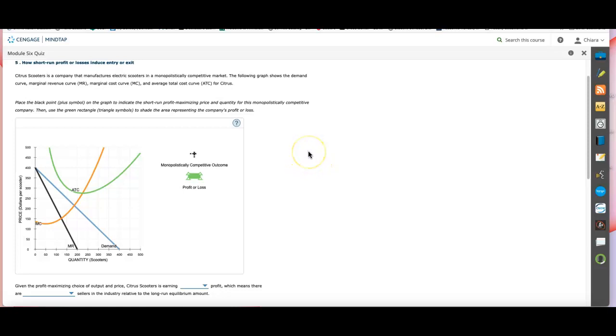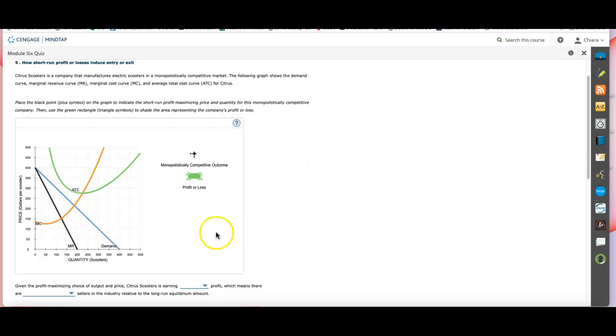And we know that in monopolistic competition, we determine the profit maximization quantity always by finding the intersection of marginal cost and marginal revenue, and finding the price on the demand curve in the same way that monopolists did. That's why we call it monopolistic competition. Place the black point on the graph to indicate the short-run profit maximizing price. We're talking of the short-run profit maximizing price and quantity for this monopolistically competitive company. And then use the green rectangle to shade the area representing the company's profit or loss.